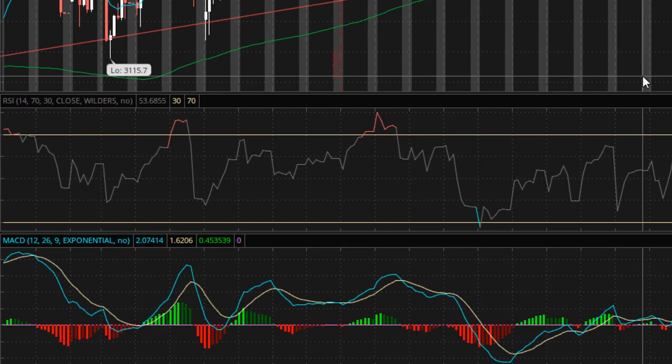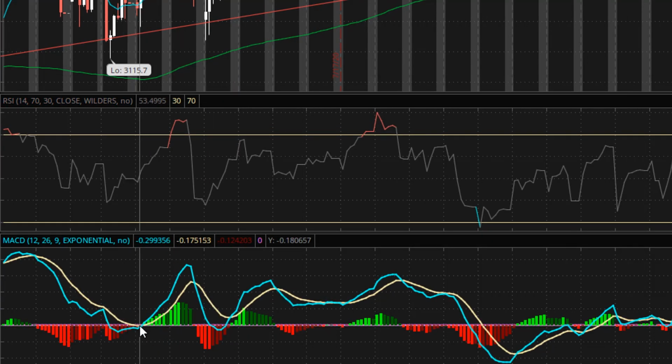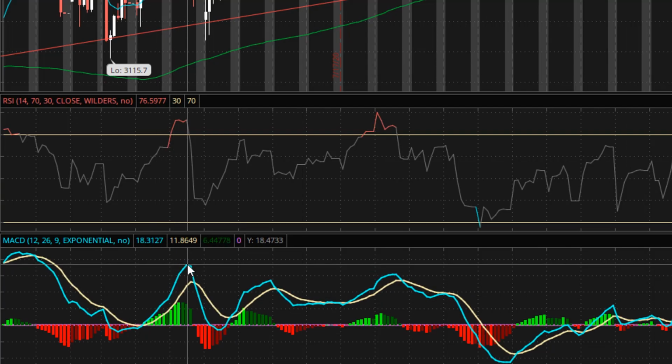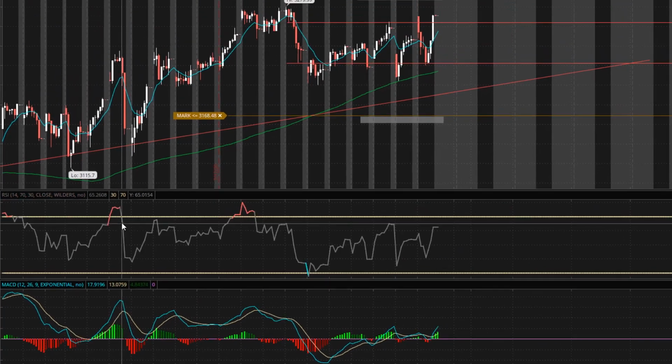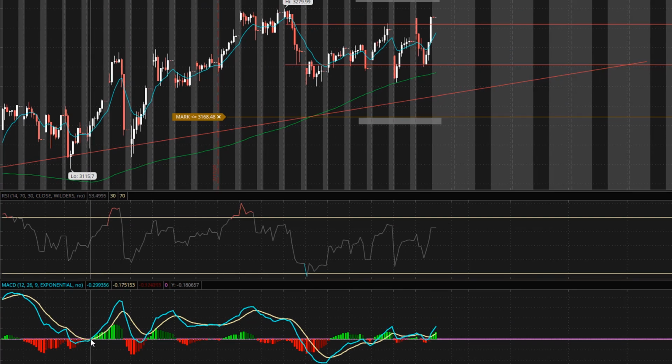So the best way to interpret what's going on in the MACD is to focus on the MACD line and the signal line. For example, when we see the blue line crossing above the yellow line, that is a sign of an uptrend, and we can see if we zoom out on the stock, once the blue line crossed over above the yellow line, the stock did push up.